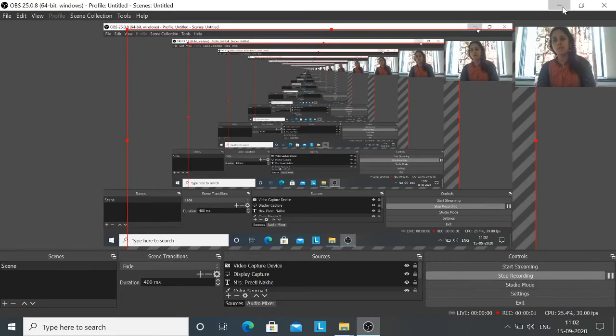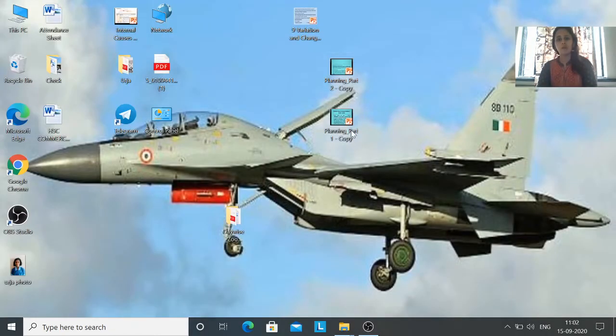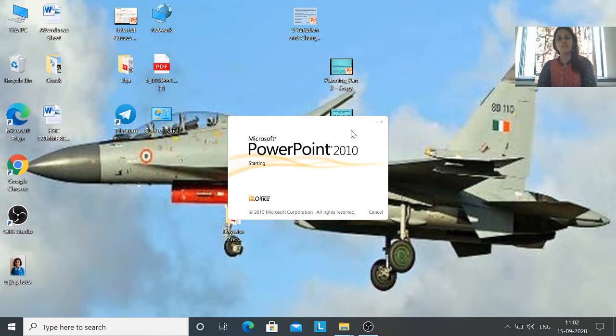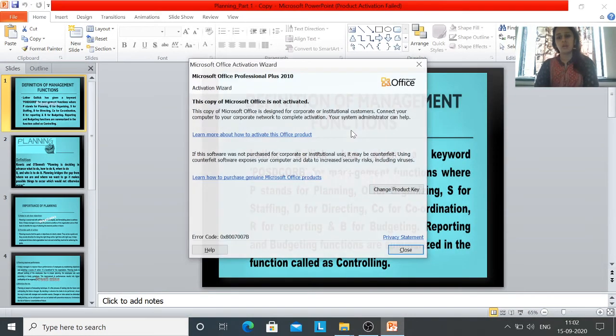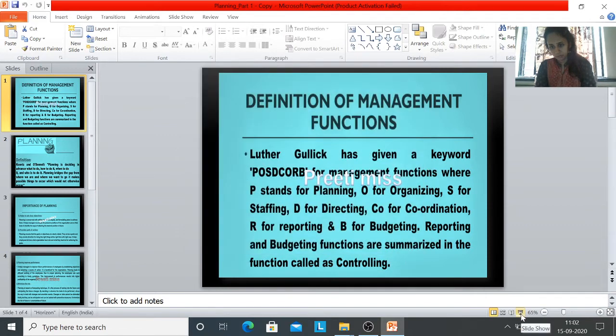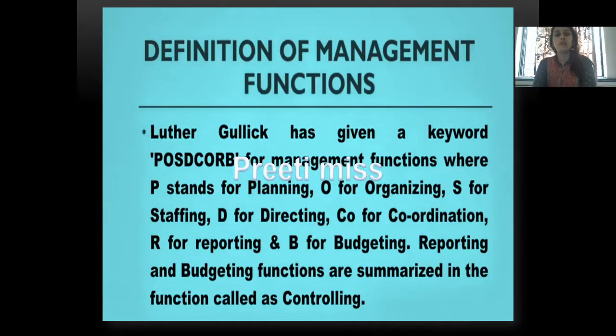Hello everyone. Today we are going to start with the second chapter of OCM 12th standard, that is functions of management. Before starting with the first function, planning, I would like to introduce some basic information, some introductory part of this management chapter. We all know, what is management?